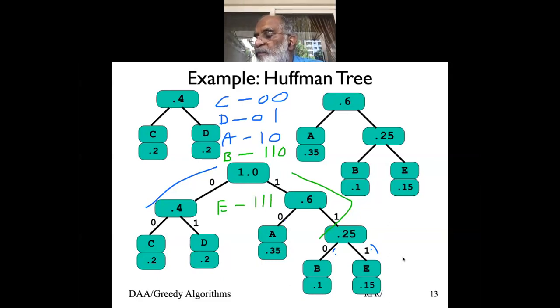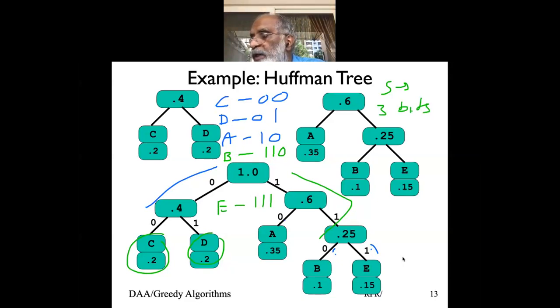And if you look at all these encodings, they are prefix free, because I'm assigning codes to the leaves, and no leaf is part of the path of another leaf. Hence, all these encodings are prefix free, and this is my optimal encoding in this case. So if I have only 5 symbols like A, B, C, D, E, and if I were to use fixed encoding, each would have taken 3 bits.